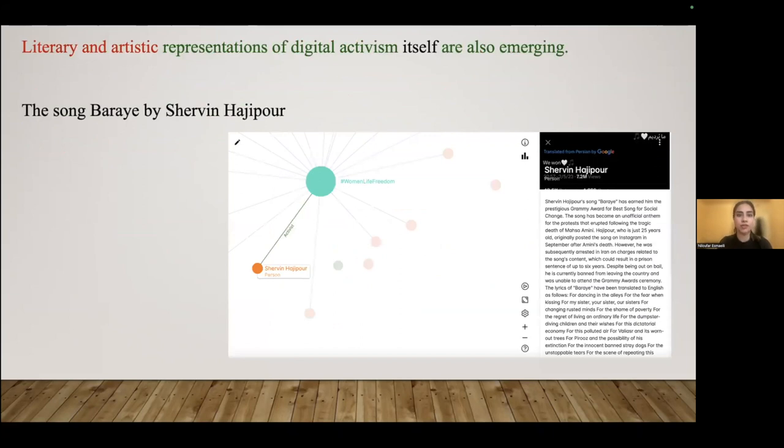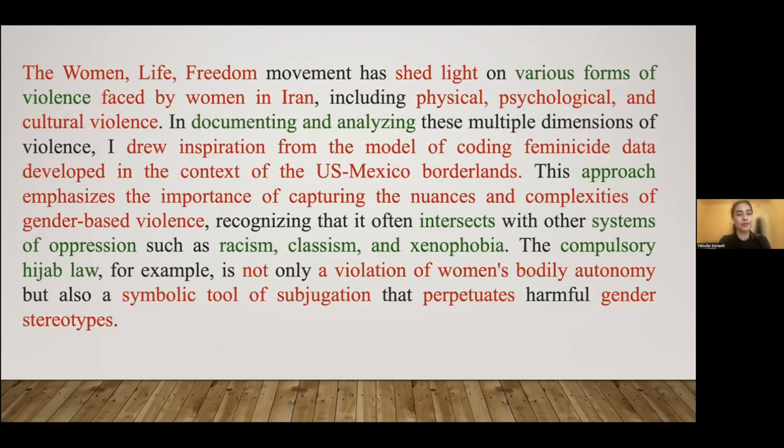Literary and artistic representations of digital activism are also emerging. A good example is the song Baraye by Shervin Hajipour, which was considered the official anthem of the Women Life Freedom movement, and he won the Grammy Award for Best Song for Social Change with this song. The Women Life Freedom movement shed light on various forms of violence faced by women in Iran, including physical, psychological, and cultural violence.